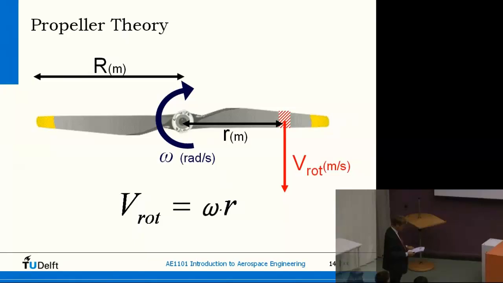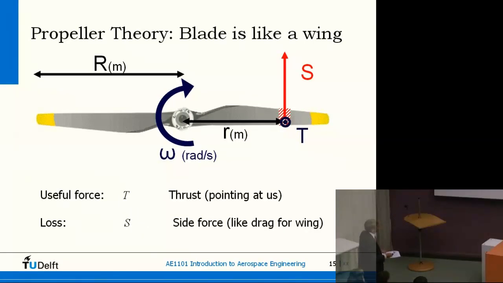And if you look at useful force, here are the two forces that we want basically. The lift force is of course the force that is perpendicular to this plane. This is the one that generates the thrust. And the drag we call basically the side force. But in the end it is similar to a wing. The lift and drag, but we call it thrust and side force.